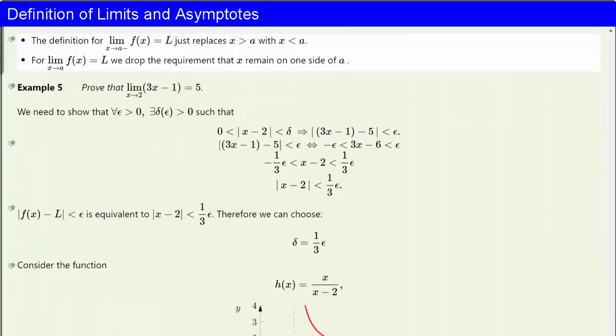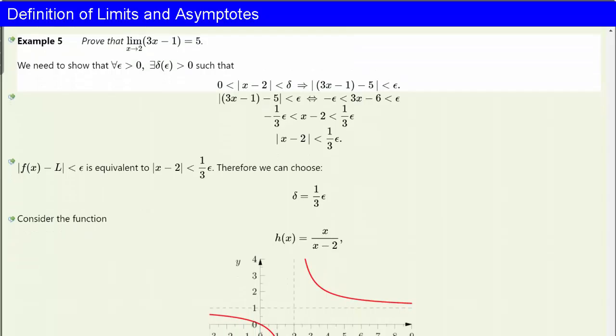The definition for x tending to a from the left just replaces x greater than a with x less than a. If we want to talk about the limit as x tends to a of f of x, then we drop the requirement that x remain on one side of a.